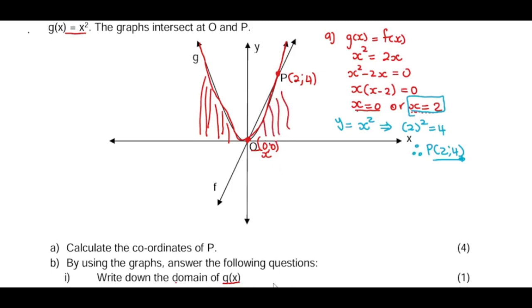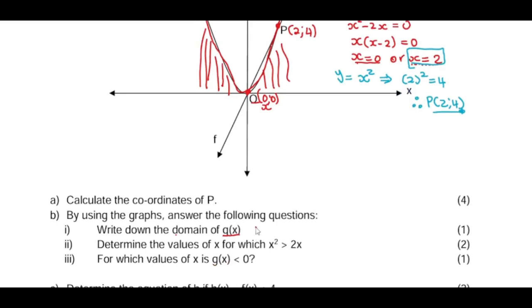So the domain, its x, must be an element of real numbers, and you just have to give it like that, and you're definitely gonna get that 1 mark.